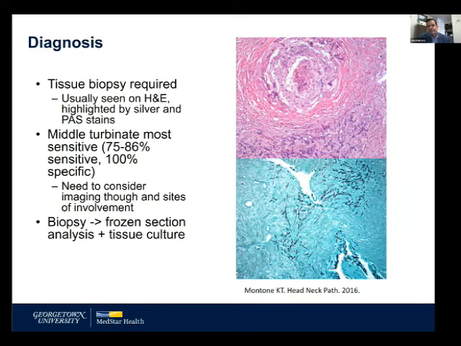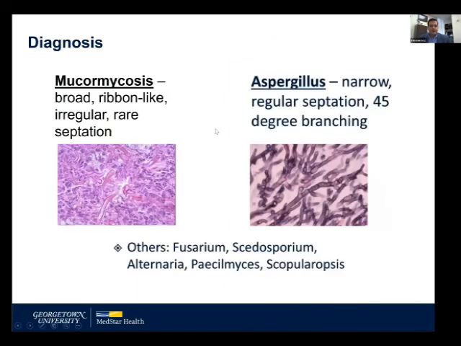It's usually seen on H&Es, highlighted by silver and PAS stains, as you can see here on the right. The middle turbinate is the most sensitive and specific site. However, again, you have to appreciate the imaging and find out where the disease is, because it's not always the middle turbinate. The middle turbinate is commonly associated just because that's where the fungus lands and oftentimes affects early. Biopsy is typically sent for frozen analysis as well as tissue culture to move things along.